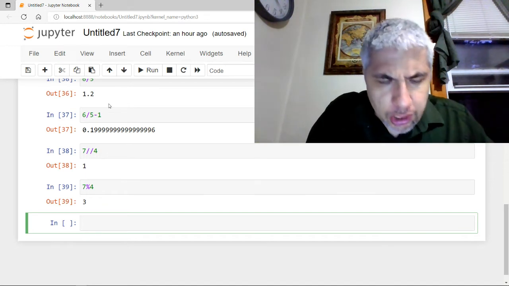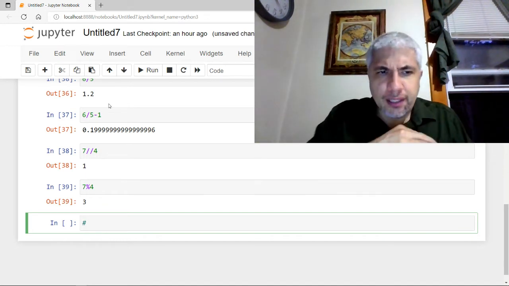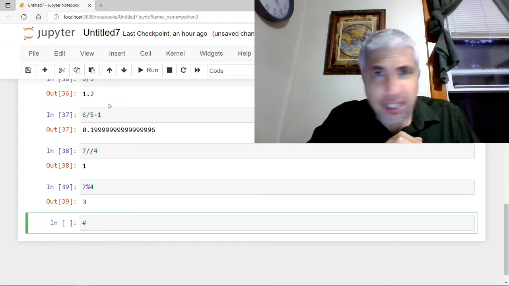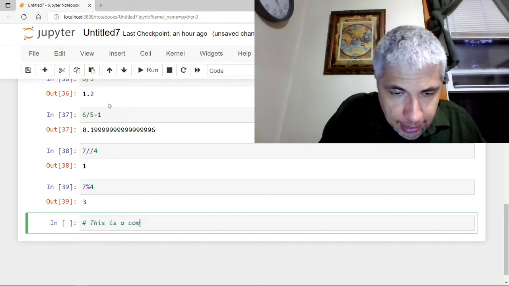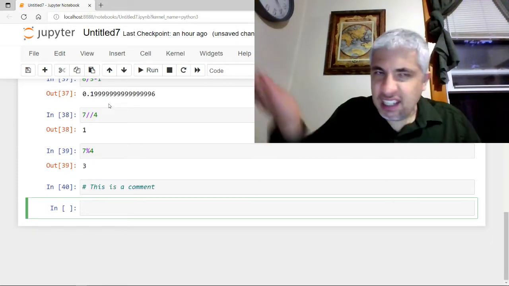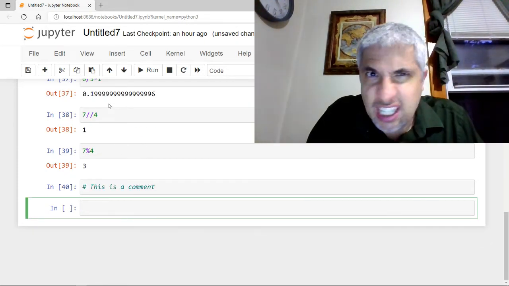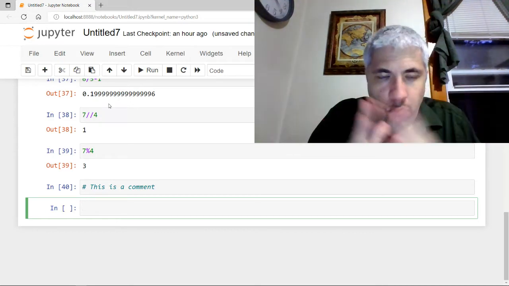I'm going to show you guys the comment sign. See that little number sign? If I do that, then Python's not going to execute this. This is a comment. And I can hit Shift Enter and it's not going to give me any output, which is exactly what I want.